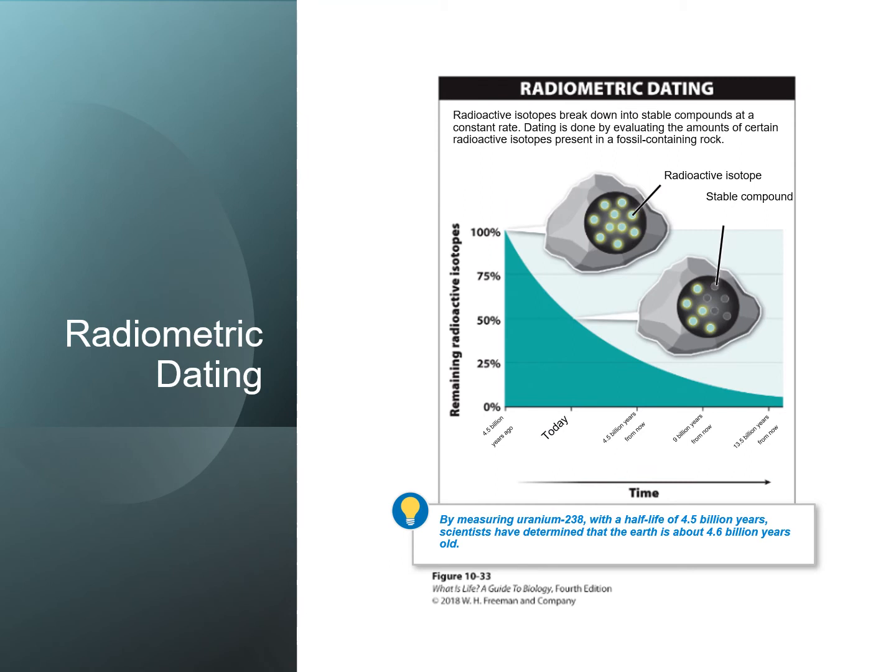Still with the fossil record, we have something called radiometric dating, which is not a newfangled type of Tinder or Bumble or anything like that. Radioactive isotopes are going to break down into stable compounds at a constant rate, and dating is done by evaluating the amounts of a certain radioactive isotope present in a fossil-containing rock. So we can see how old something is based on how many radioactive isotopes are present. So it's a nice way of measuring how old something is.